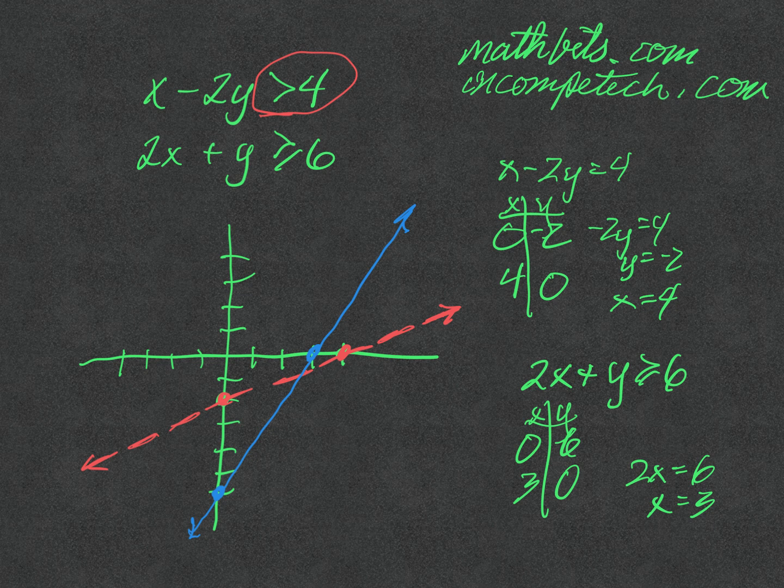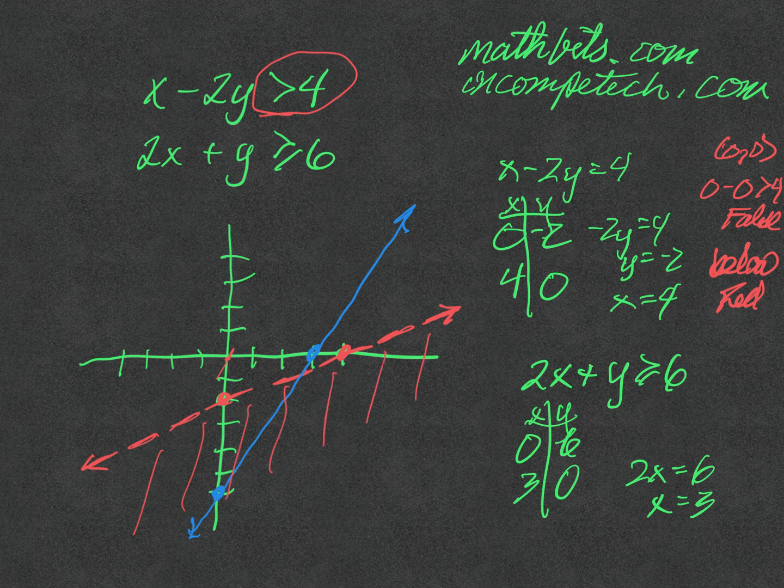So I'm going to check the red line for which side to shade, okay? And so 0, 0 is not on there. So I'll check 0, 0 in the equation. And I get 0 minus 0 is greater than 4. That is false. So I'm going to shade below the red line. I'll just write that here, below red. All right, so it would look like this. I'm going to just crosshatch like I do on my paper, below the red line, okay?